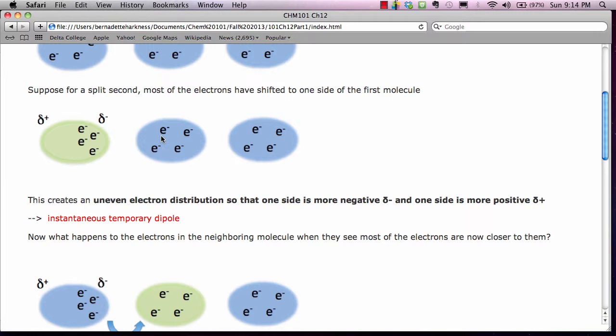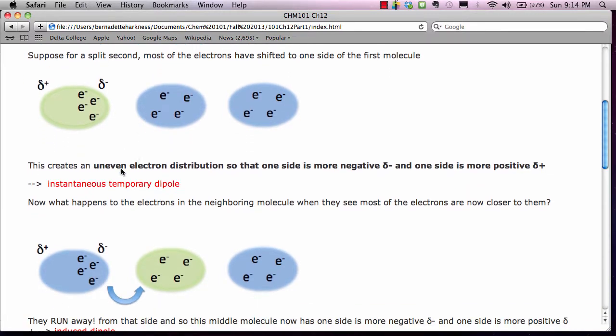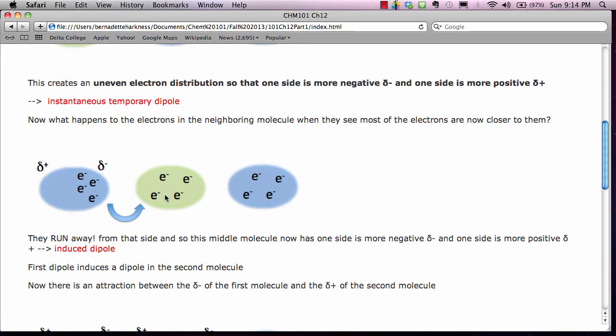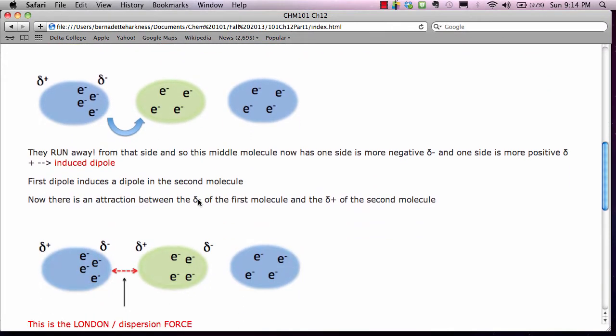And now this next molecule is close by. What do you think this next molecule is going to do? This molecule has what we call an instantaneous temporary dipole. Suddenly, for one split second, all these electrons are on this side. Then the neighboring molecule, its electrons feel this effect. So what do you think these electrons are going to do in the neighboring molecule? They are going to run away.